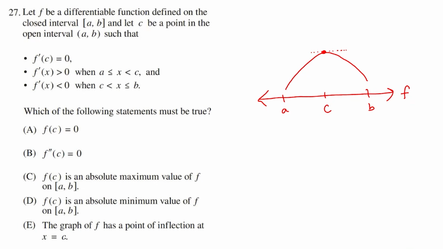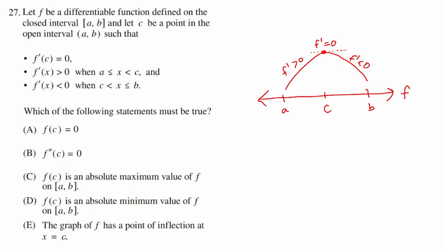So from a to c, the derivative is positive. At c, the derivative equals 0. And then finally, from c to b, the derivative is negative. Let's look through each of the answer choices to see if we can determine which one is true.